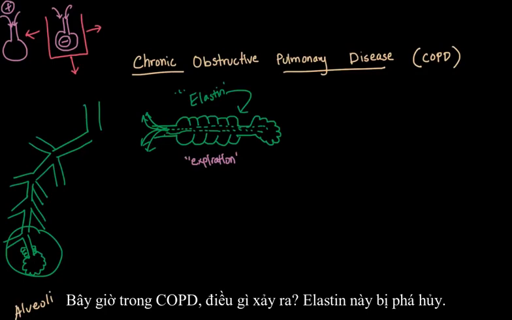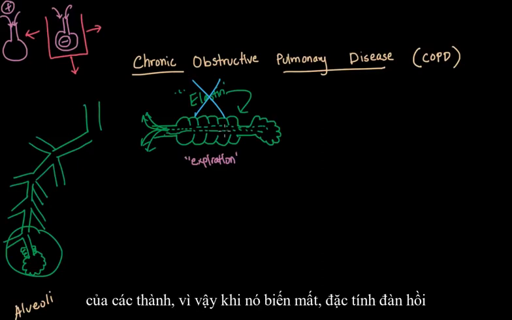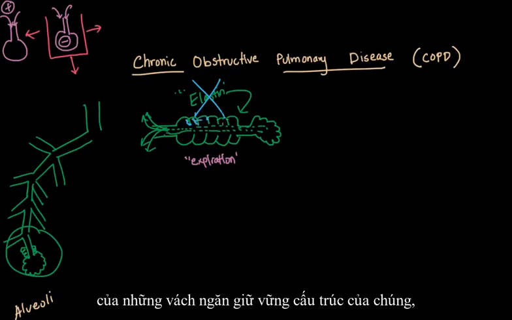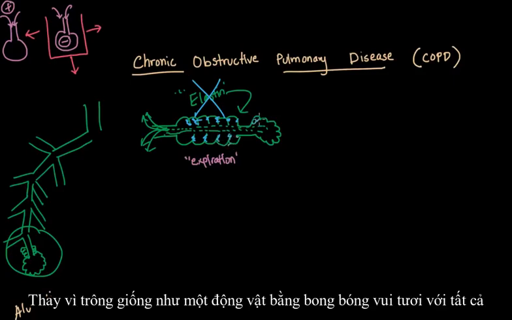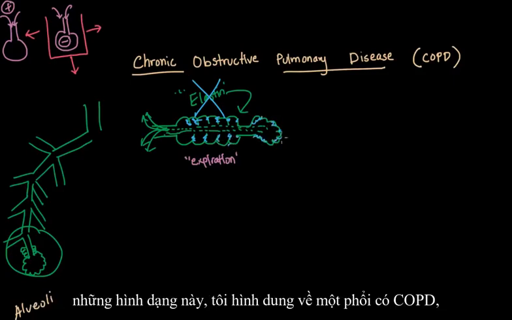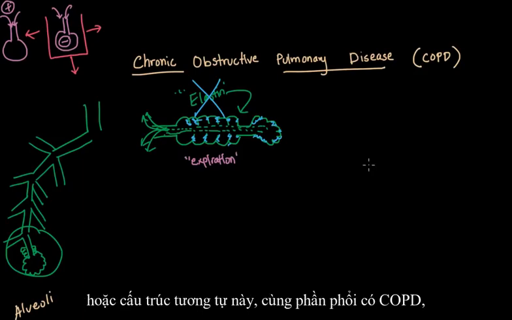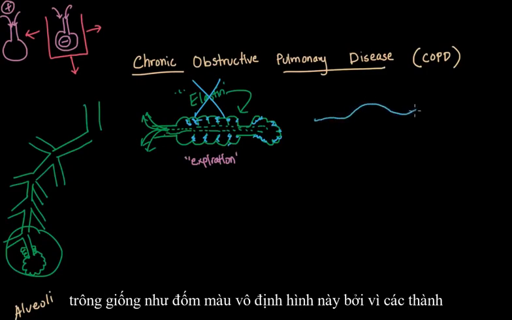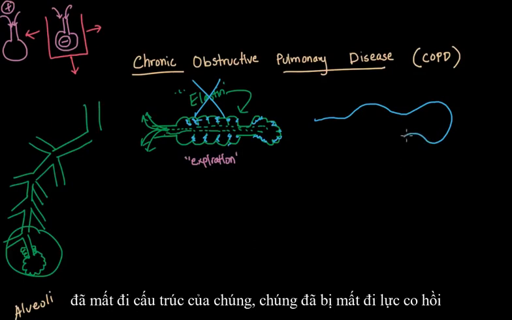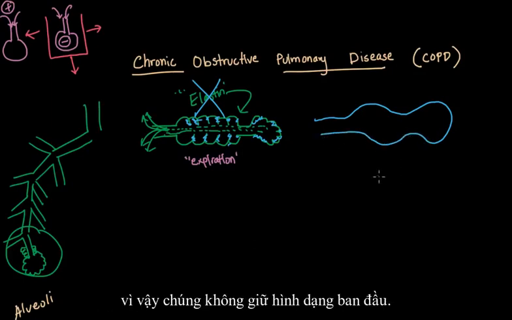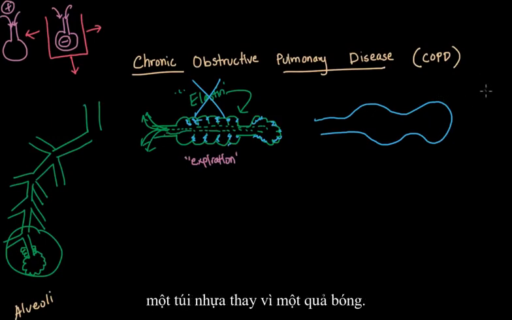Now in COPD, what happens is this elastin gets destroyed. I just said that elastin gives the elastic quality of the walls. So when that's gone, the elastic quality of these partitionings that hold their structure, that give the recoil strength, that's all gone as well. So instead of looking like a perky balloon animal with all these shapes, I think of a lung that has COPD, or this same structure, same unit of the lung that has COPD, kind of looks like this amorphous blob. Because the walls have lost their structure, they've lost their recoil strength, and so they don't hold their original shape. It's kind of floppy, kind of like a plastic bag instead of a balloon.